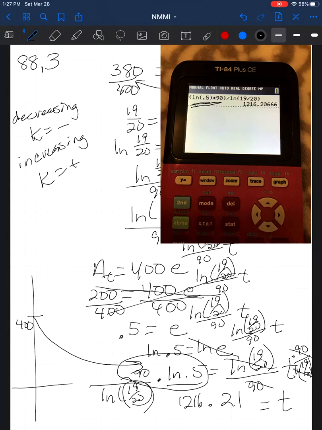So that means in order for it to get to half, or to get to 200 grams of whatever the material was, it's going to take 1216.21 hours just to reduce that much. Okay, one more example.